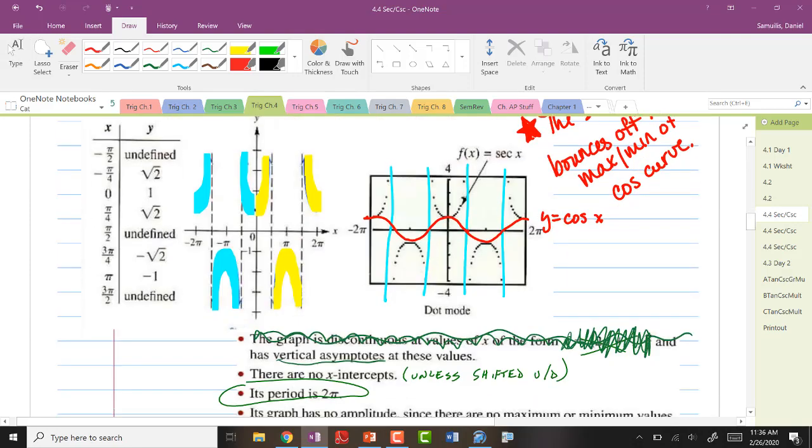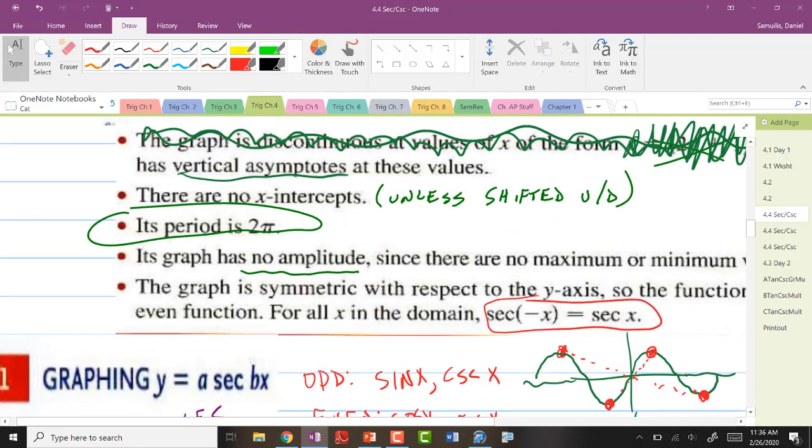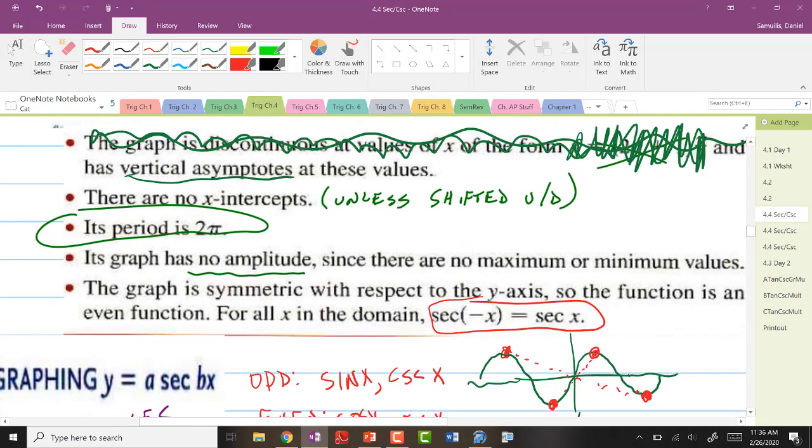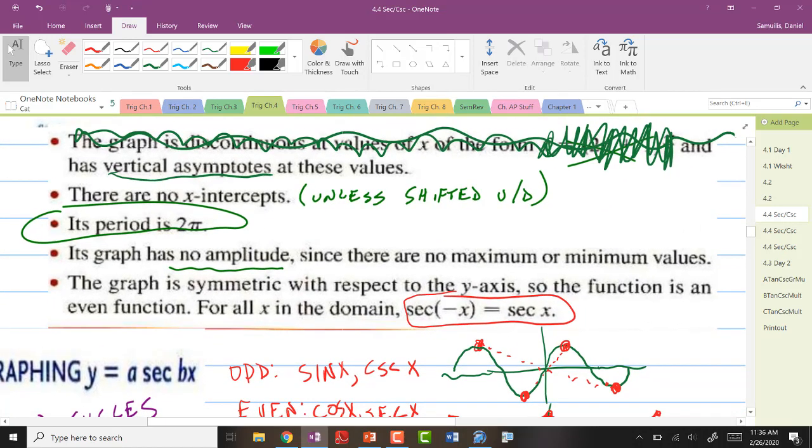You might want to write one more thing. This is just giving the book props. Of course, you notice those two graphs never cross the x-axis. So the parents don't have x-intercepts, but watch yourself. The graphs can be shifted up or down, and therefore, if it is shifted up or down, there could be x-intercepts on new graphs. But the periods are 2 pi, because for cosecant, this is different than this.